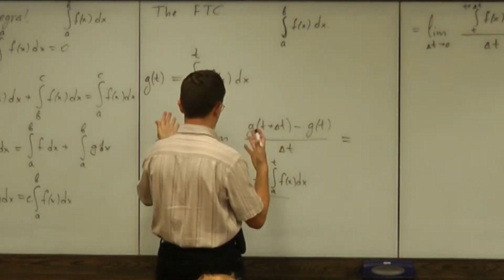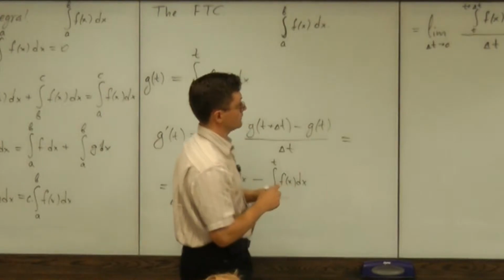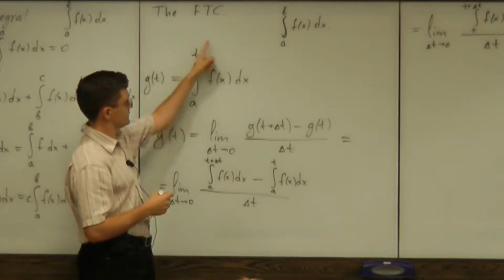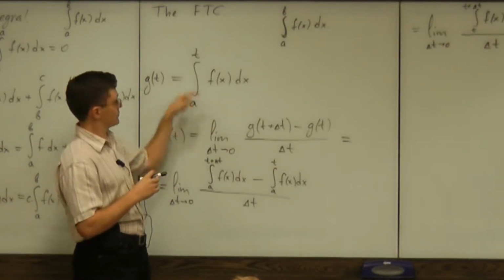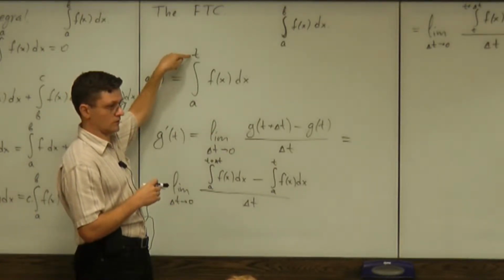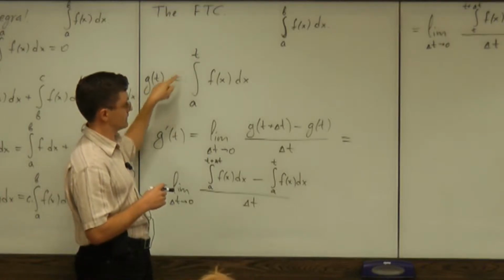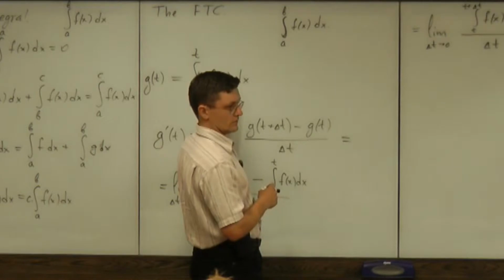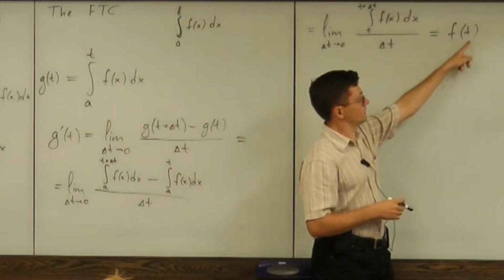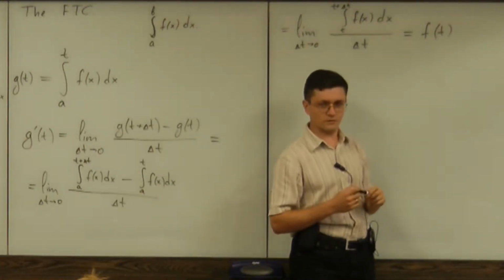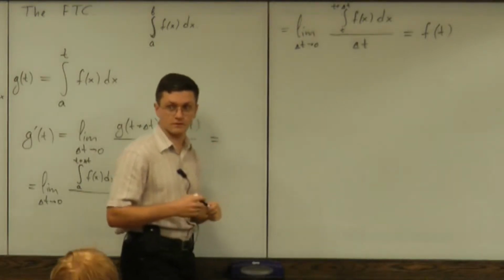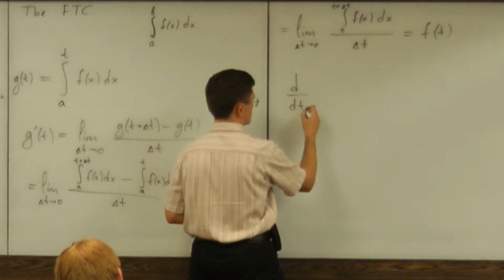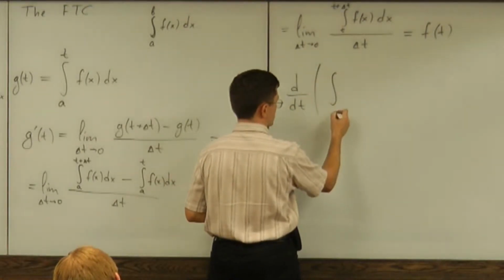And the result is exactly the second part of the fundamental theorem of calculus. It says that if you consider a definite integral as a function of the upper limit, then the derivative of that function is equal to the function you are integrating evaluated at that parameter, at that variable.